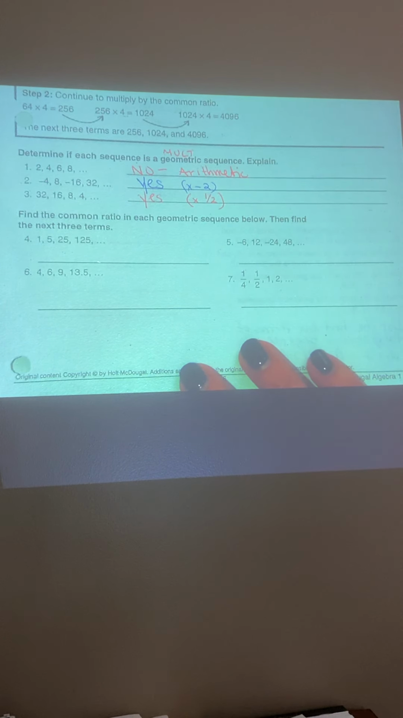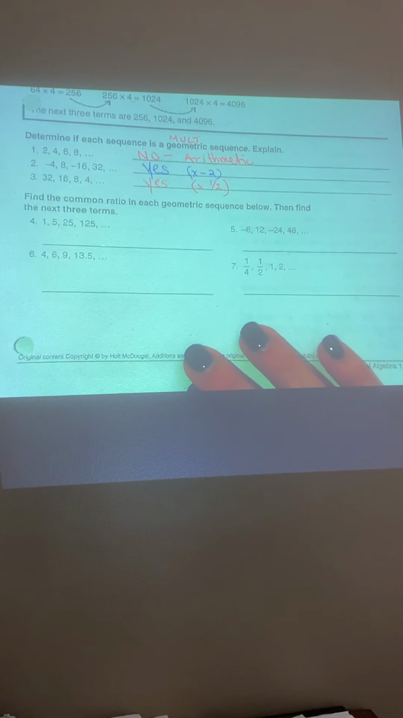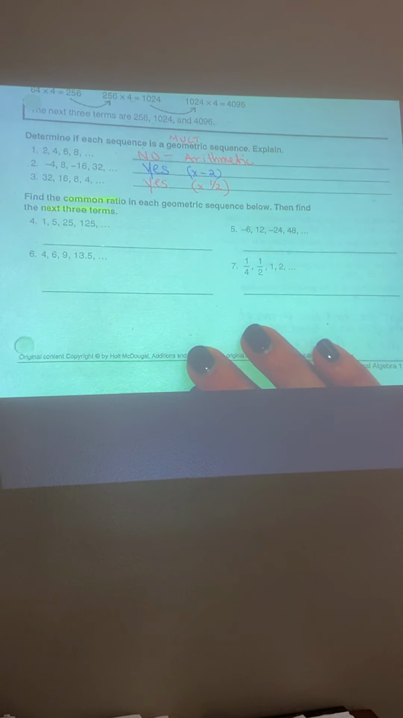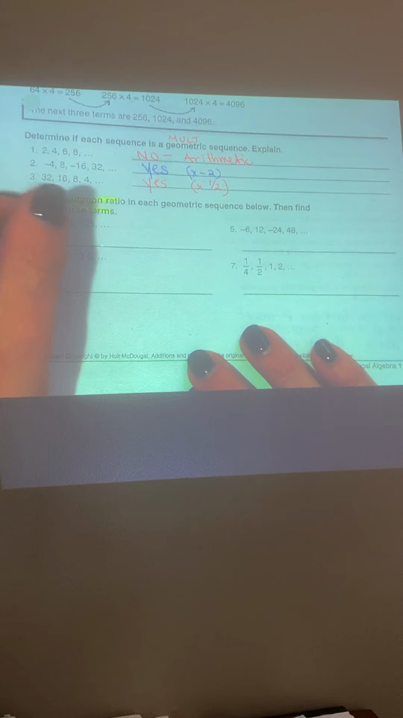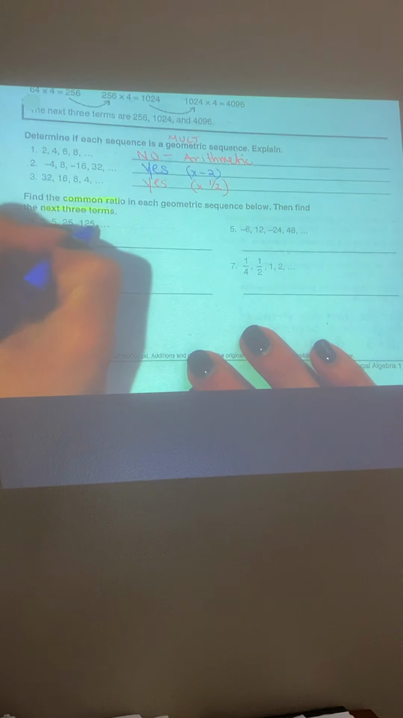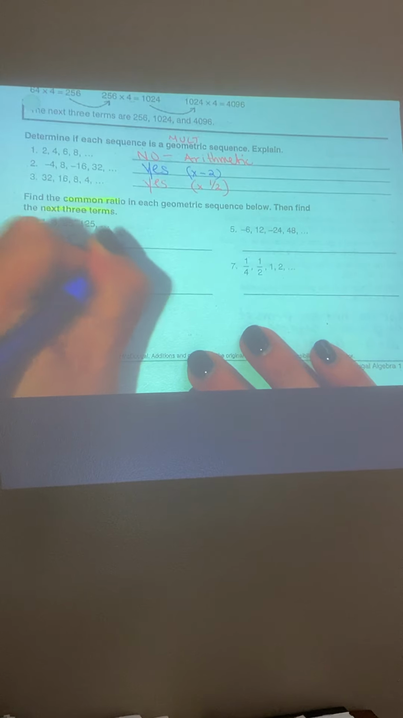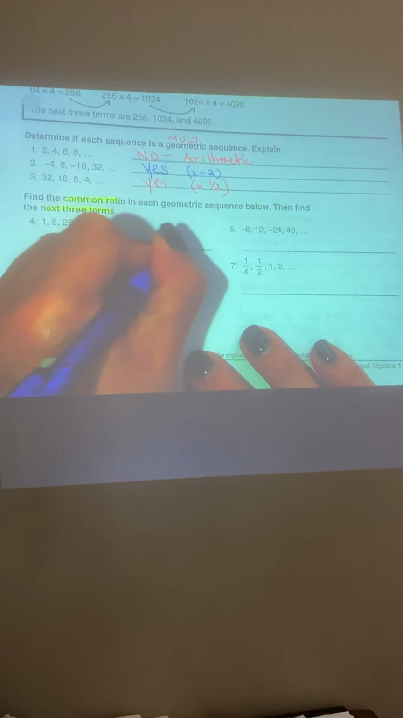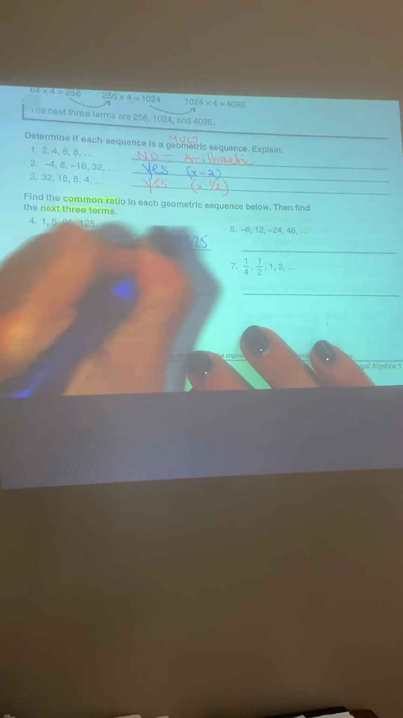Okay, so next, let's find the common ratio in each geometric sequence below, and then the next three terms. So the common ratio, and then the next three terms. Okay, 1, 5, 25, and 125. All right, these are all geometric. So the common ratio is multiplying by 5, and the next three terms multiply by 5. 625, times 5, 3125, times 5, 15,625.